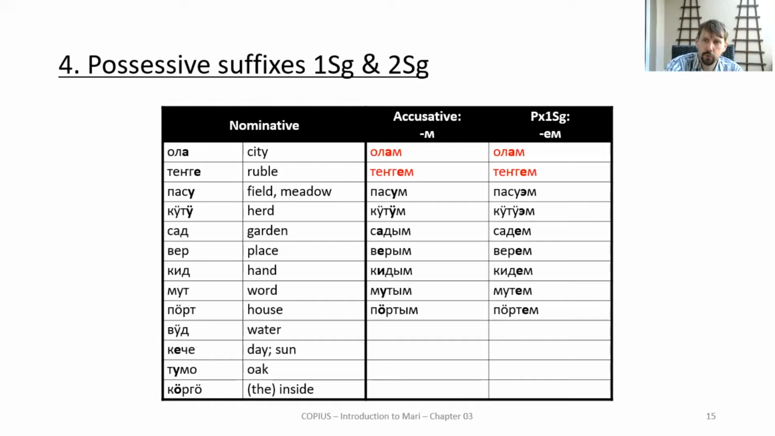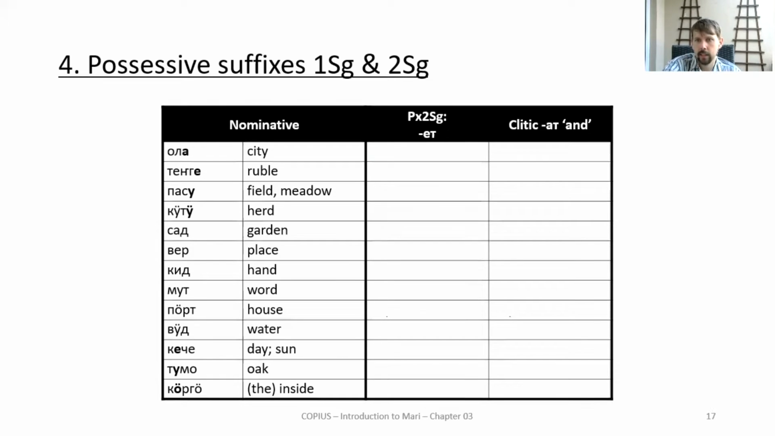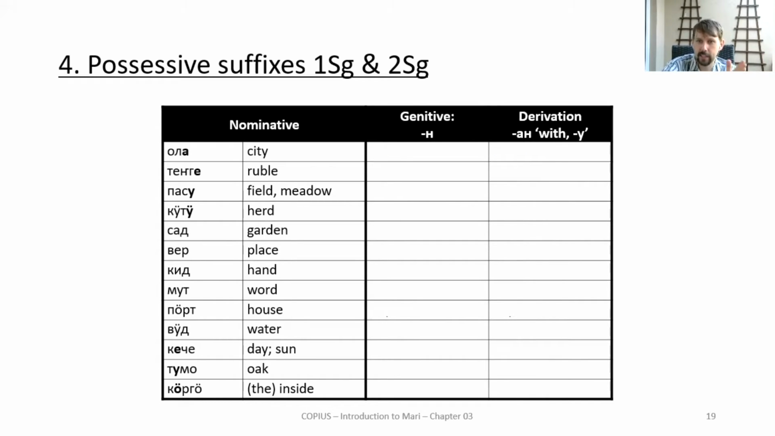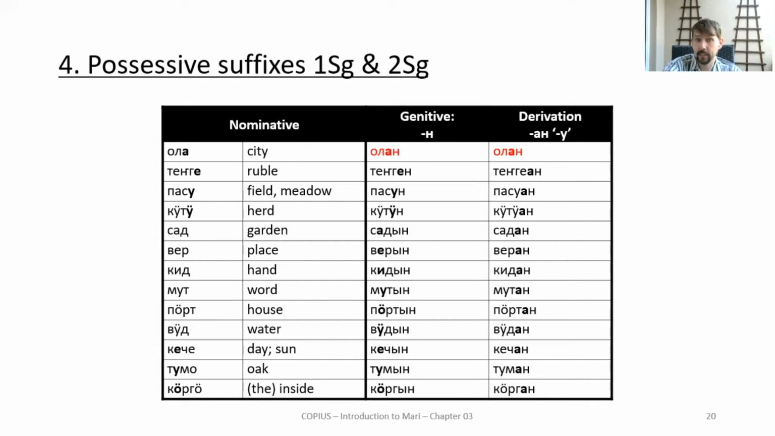And we compare these two suffixes here and look at how the suffixes are homonymous in some cases, but not always. Same if we compare the possessive suffix second person singular et with the clitic at, meaning also, where these two endings are sometimes the same, but not always. And likewise, if we have the genitive n and the derivational suffix an, which we looked at last week, like rain, rainy, here also the forms are sometimes the same, but not always the same.